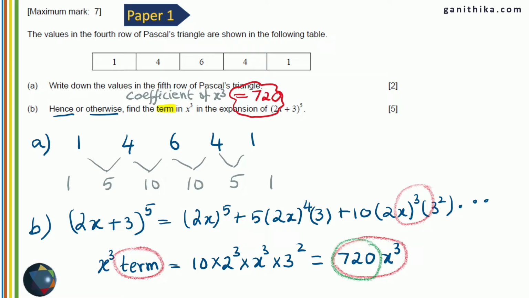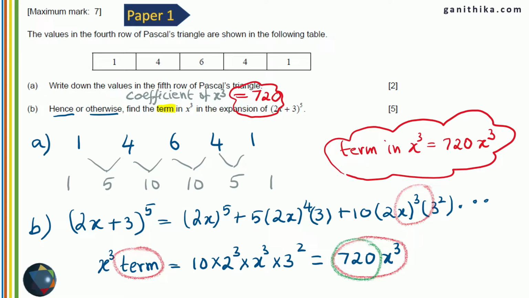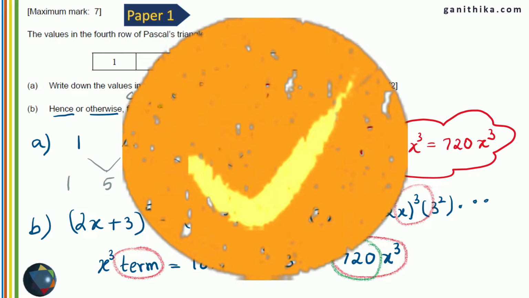So in order to find the term in x cube, you have to write 720 x cube. Both of them should be present in the answer. 720 as well as x cube should be present in the final answer.